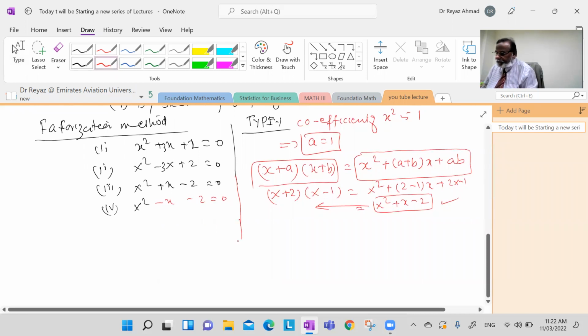So look carefully. If it is, for example, minus a and plus b, then it will be here x squared minus a plus b x and plus minus a times b.